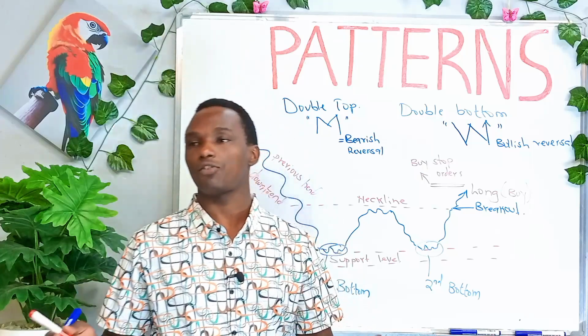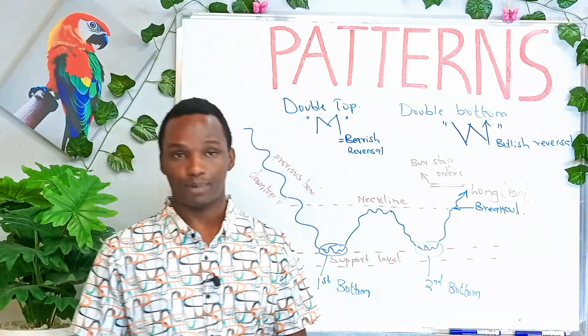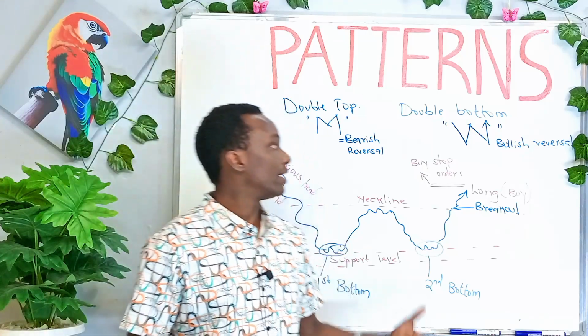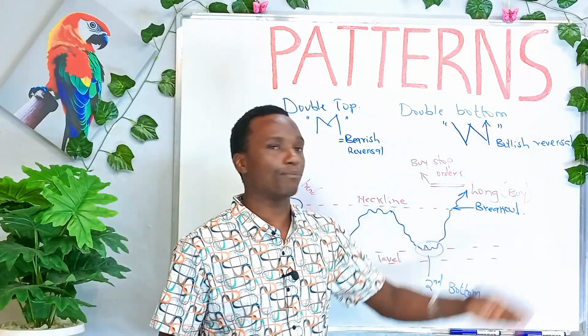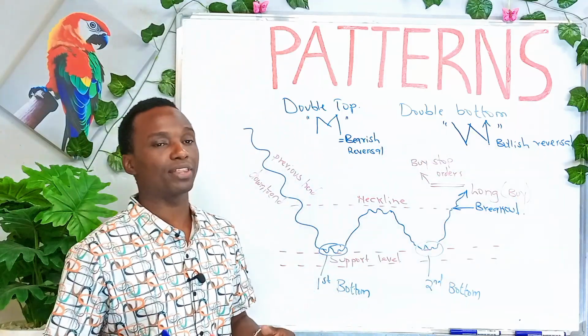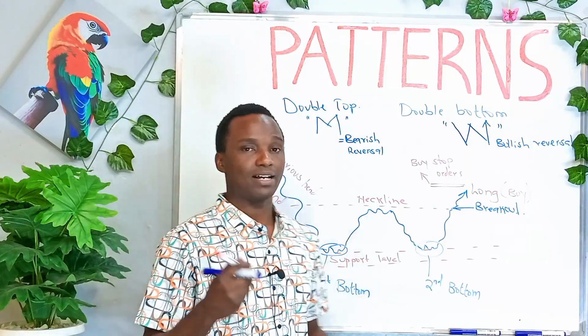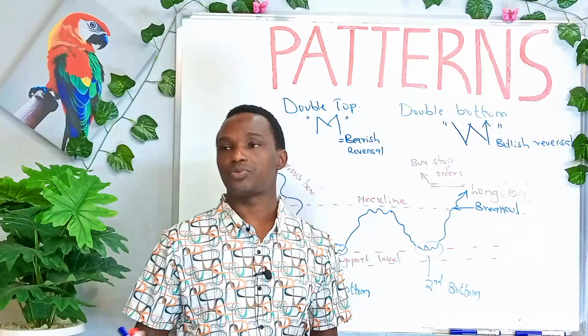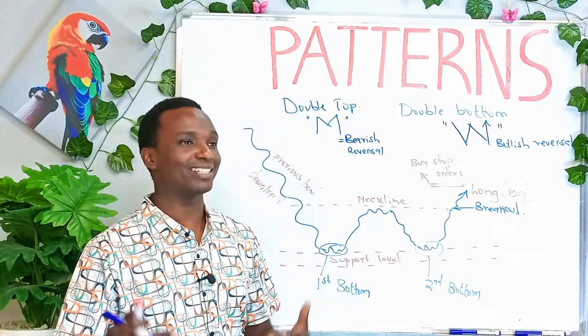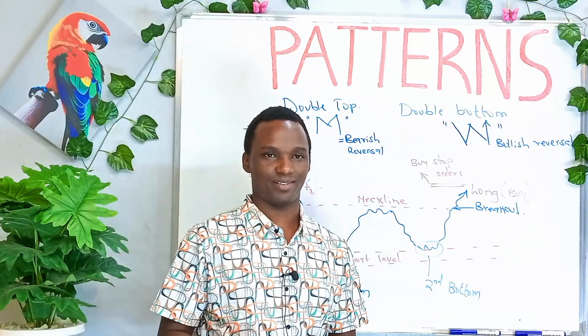Okay, so we have just basically looked at two patterns, the M pattern and the W pattern. We have said that all of them are reversal patterns. One is a bearish reversal and another one is a bullish reversal, both giving signals of price changing trend, either from an uptrend to a downtrend or a downtrend to an uptrend.